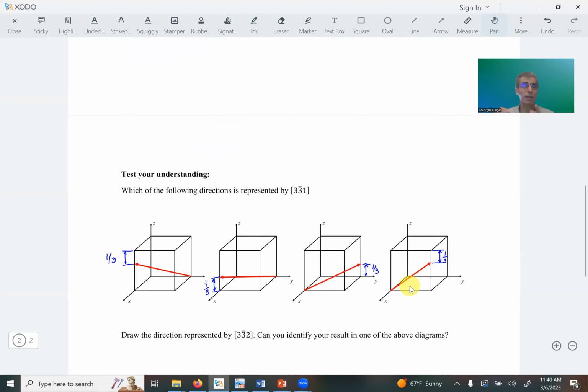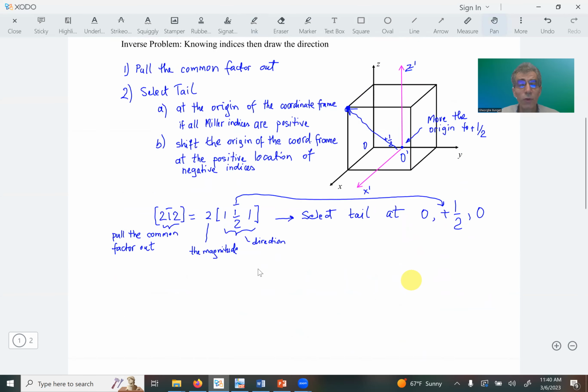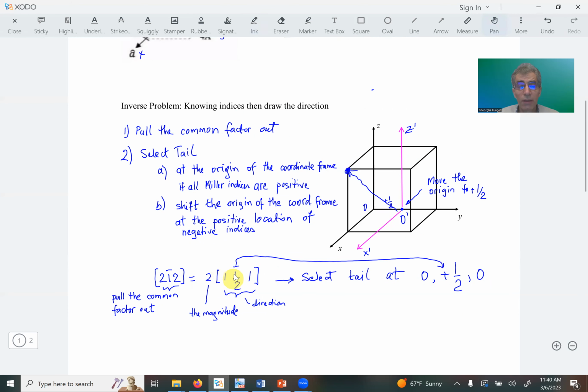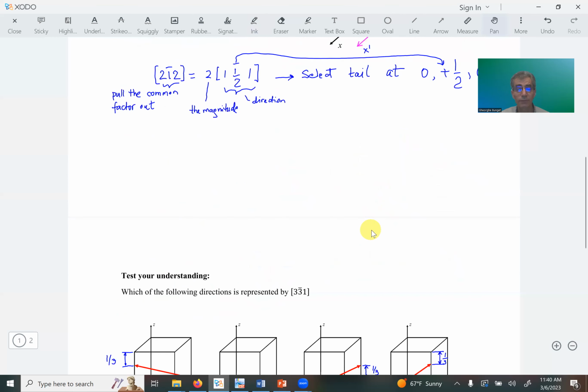So I hope that clarifies. Again, if all of them were 1 bar, 1/2 bar, and 1 bar again, I would have to move my origin, as you can see, along the x direction right here. Along the y direction, I should move it to this point, and along the z direction, I will move as well. So my origin will be right here. In that case, I will stay within the cube when I draw the vector within that crystal lattice.